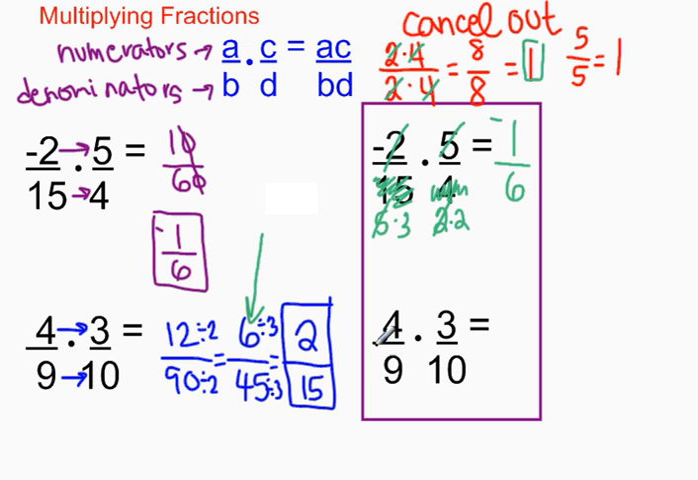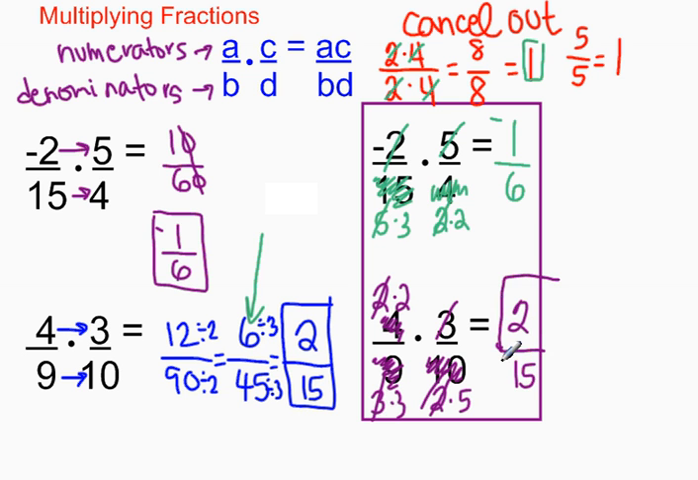I don't see anything right now that I can cross out, but what if I change this 9 into 3 times 3? I can cross out a 3 from the top and bottom. What if I change this 10 into 2 times 5? Well, that doesn't quite help me yet. Oh, maybe I do this. What if I cross out 4 and change that to 2 times 2? I can cross off a 2 from the top and bottom. Now what's left? A 2 on the top. 3 times 5 is 15, and a 15 on the bottom.